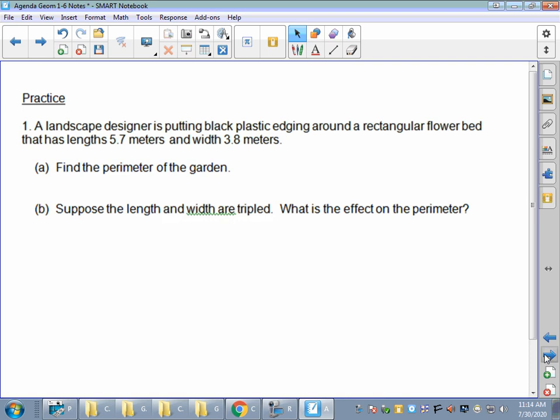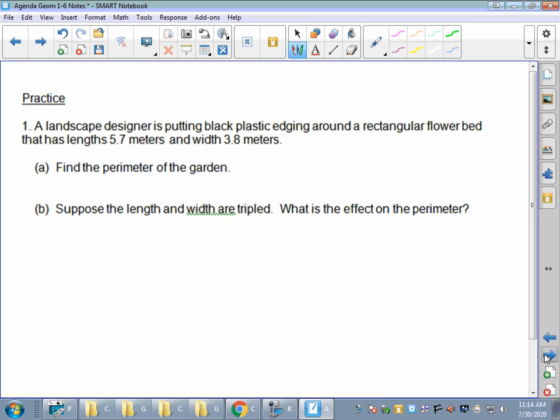Let's skip this one. Well, maybe we should do this one. A landscape designer is putting black plastic edging around a rectangular flower bed that has a length of 5.7 meters and a width of 3.8 meters. Find the perimeter of the garden.